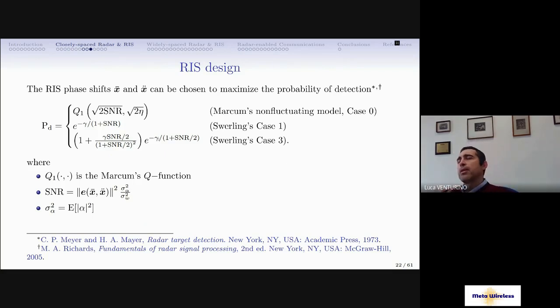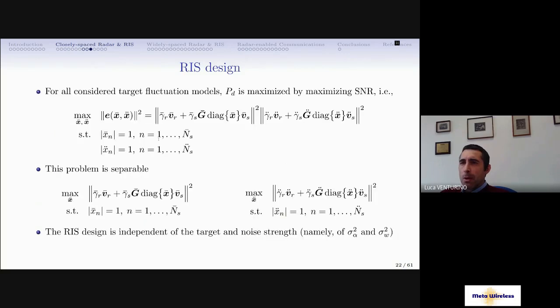So what I want to point out here are two things. First, for these three different models, we always see that given the threshold eta, the probability of detection will be an increasing function of the signal-to-noise ratio. So if we want to maximize the probability of detection, we actually need to maximize the signal-to-noise ratio. And this brings us to the problem of optimizing the RIS.